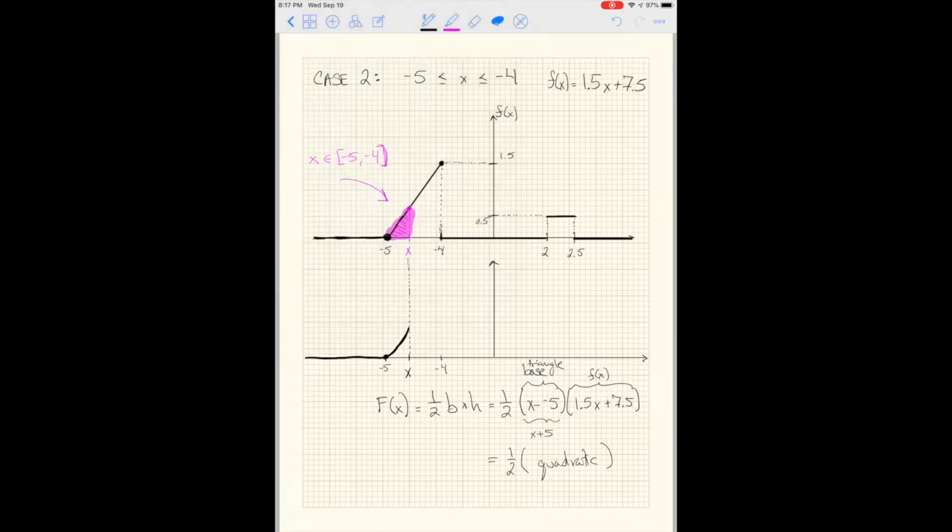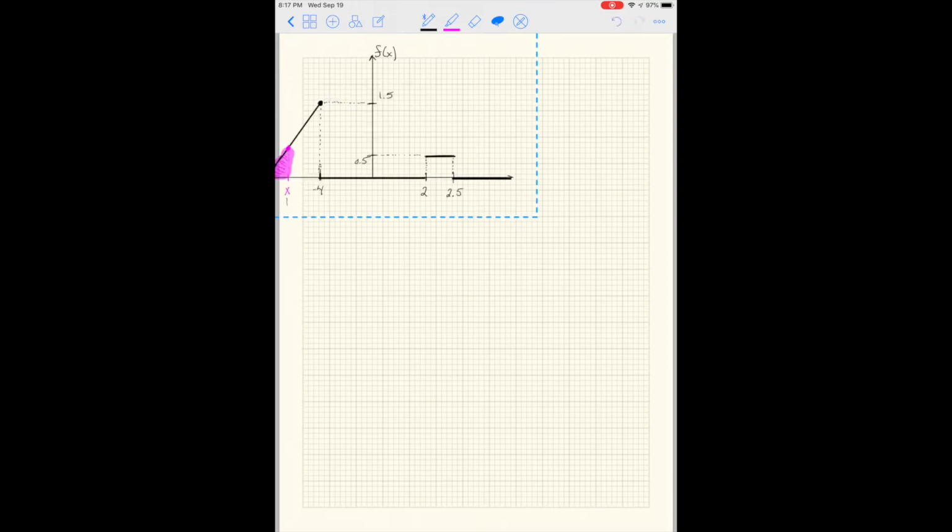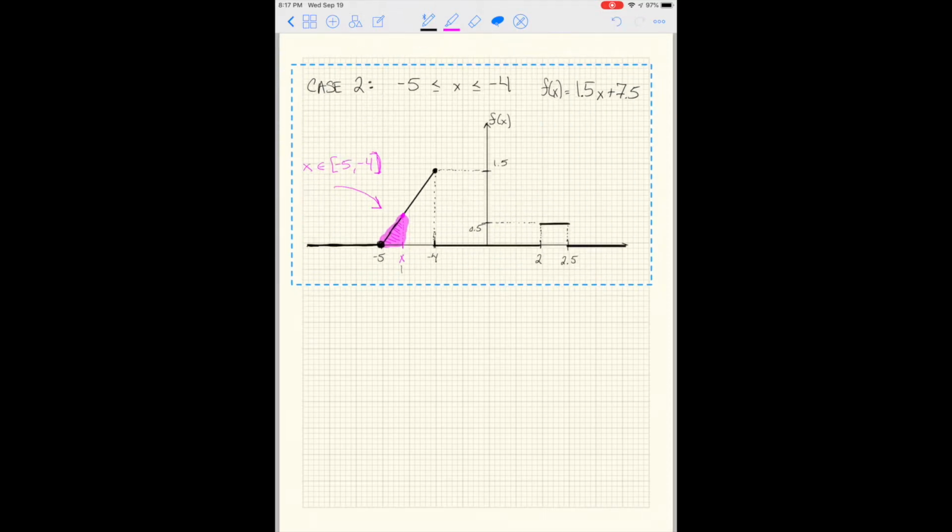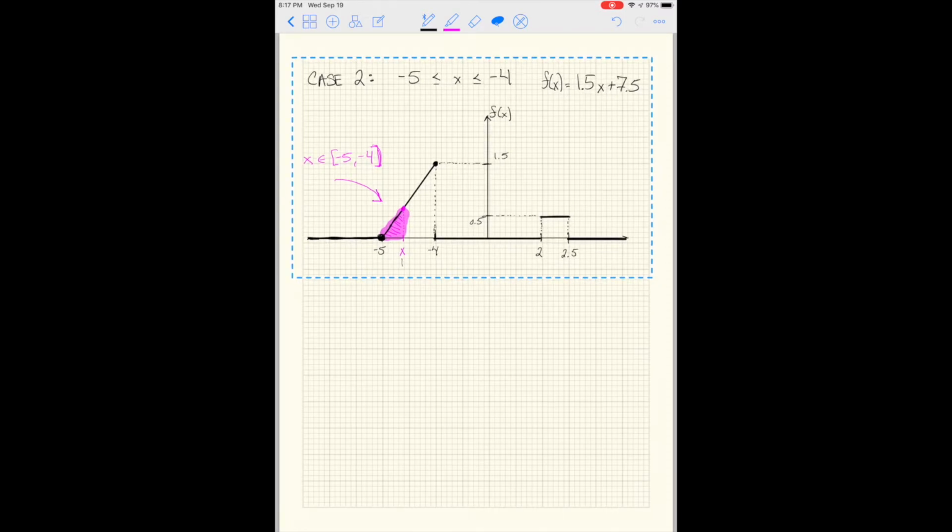So add page below. Oh no, that's not what we wanted to do. All right, so we're back to case 2, but we're going to try to do it the mathematical way here.